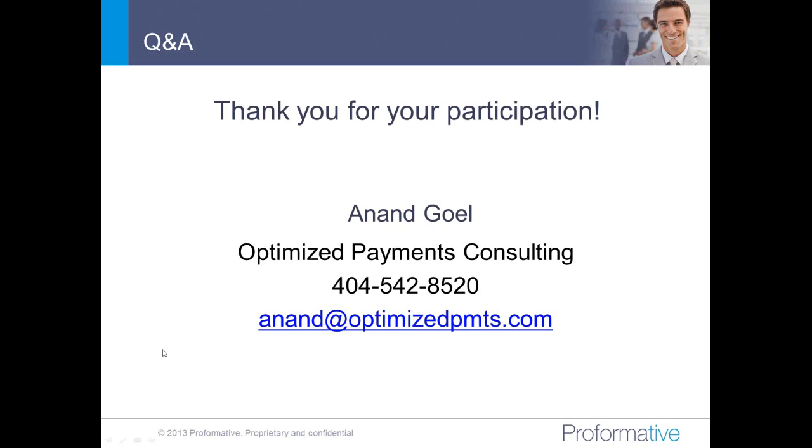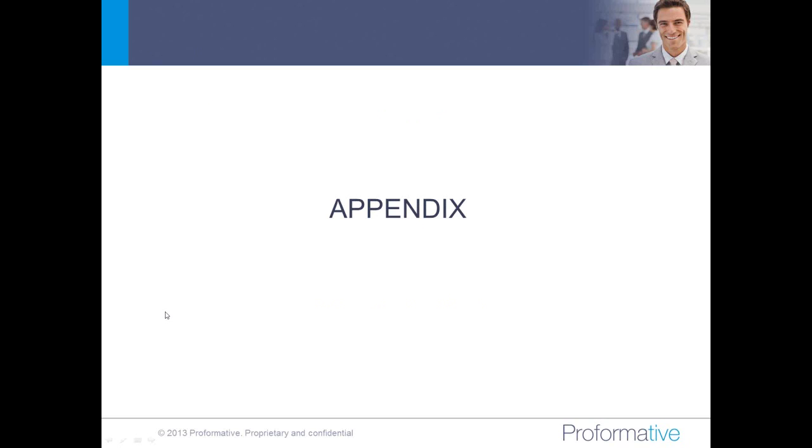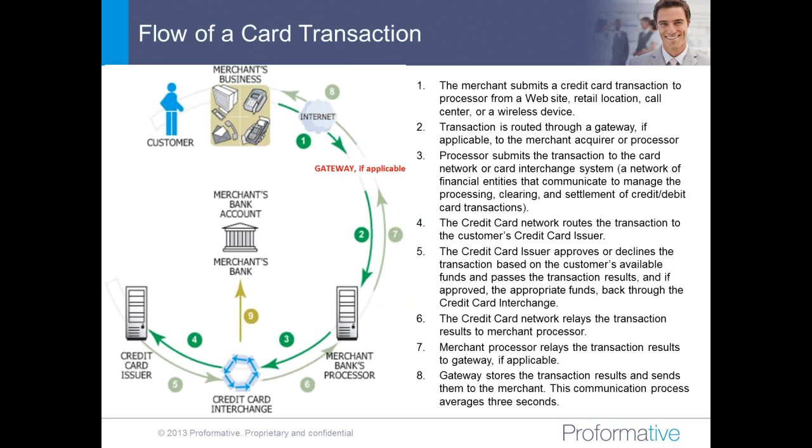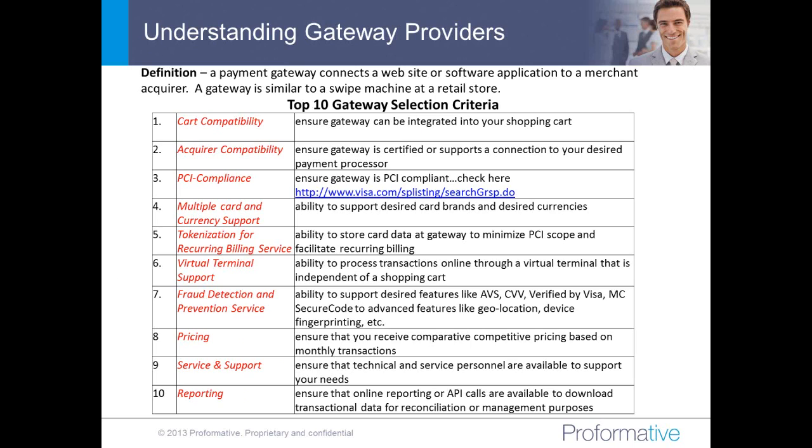Great stuff, Anand. Fantastic. Just examples in real-world information. I'm actually going to flash through the appendix real quickly just so folks can get a sense for what we've got for you in the appendix. Here's the flow of a card transaction. I'm literally just going to read through these one at a time. So, flow of a card transaction. Next one is understanding gateway providers.